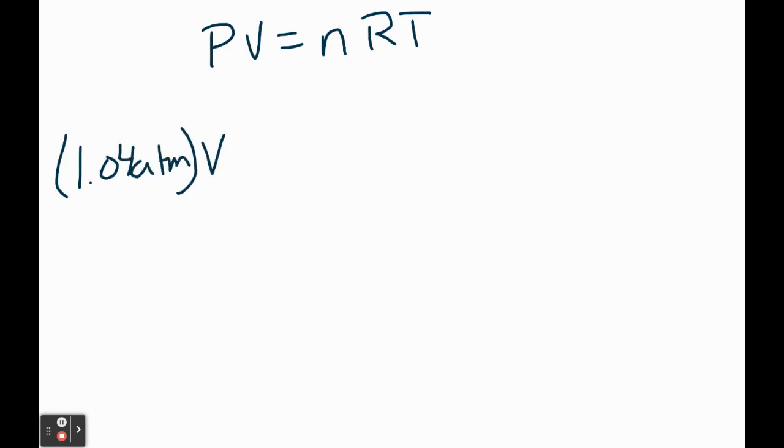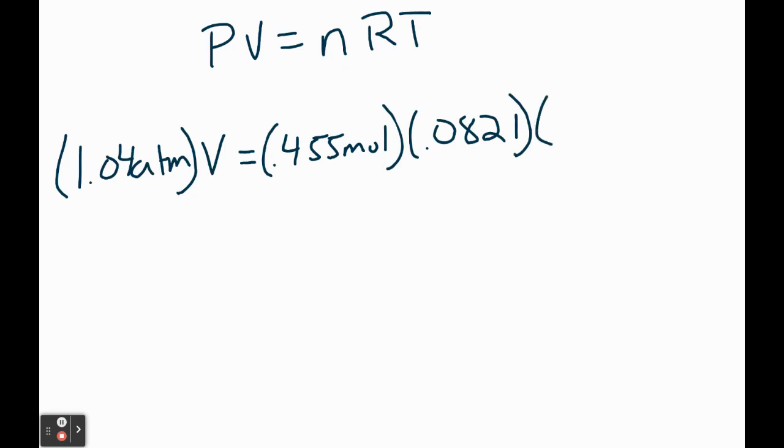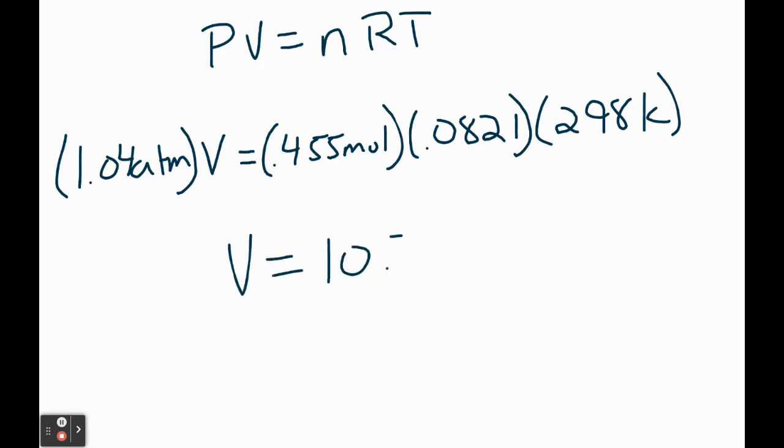We're going to plug them into the ideal gas law, which is PV equals nRT. So we have 1.04 atm. Volume is what we're looking for. 0.455 moles times our gas constant times 298 Kelvin. So when you solve for volume, you should get 10.7 liters of gas.